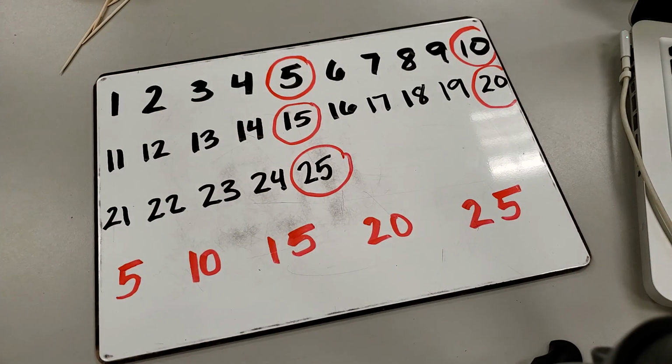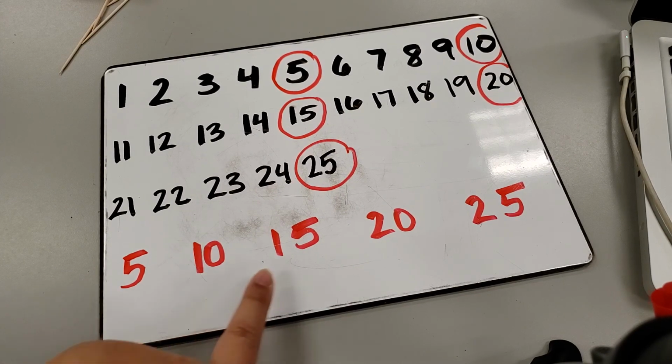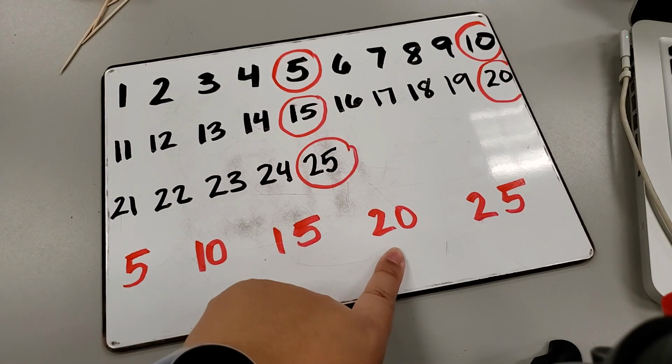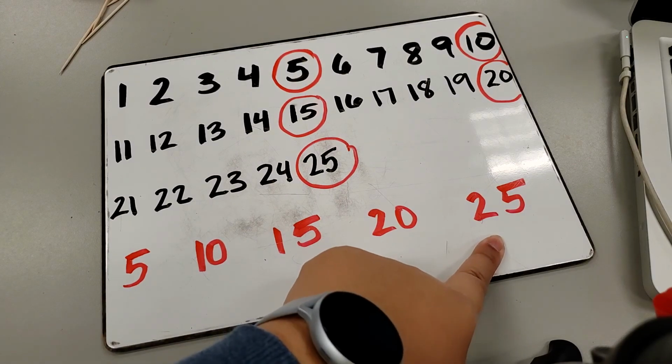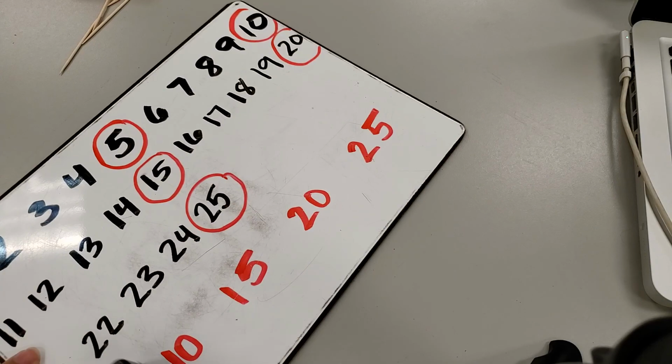We said we were looking for a faster way to skip count to 25 instead of going 1, 2, 3, 4, all one by ones. We are counting by fives. Go ahead and count with me. 5, 10, 15, 20, 25. And you can keep going. There is just a number in between the tens.